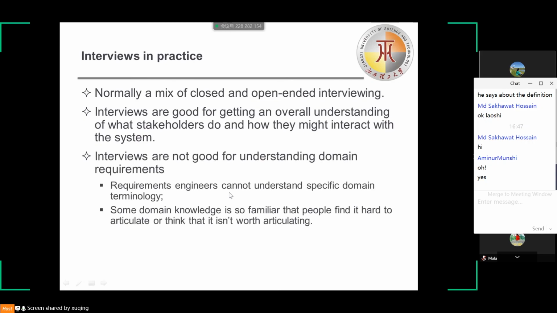However, interviews are not so helpful in understanding the requirements from the application domain, and it can be difficult to elicit domain knowledge through interviews, as there are at least two general reasons. The first one is that requirements engineers cannot understand specific domain terminology.